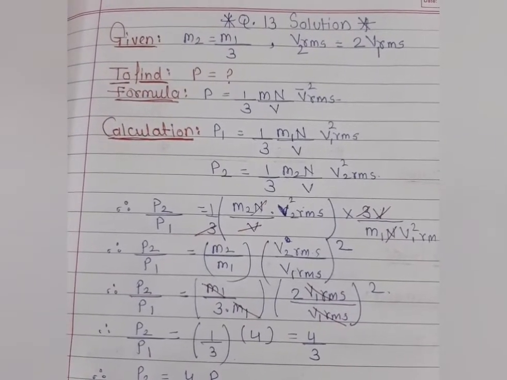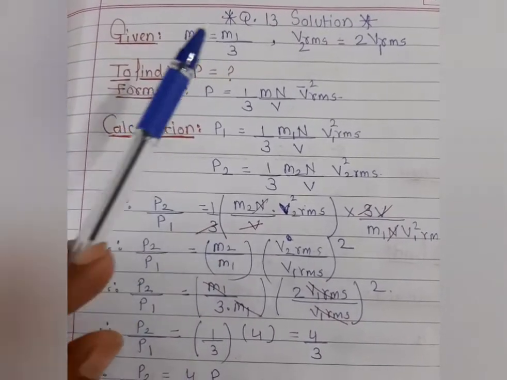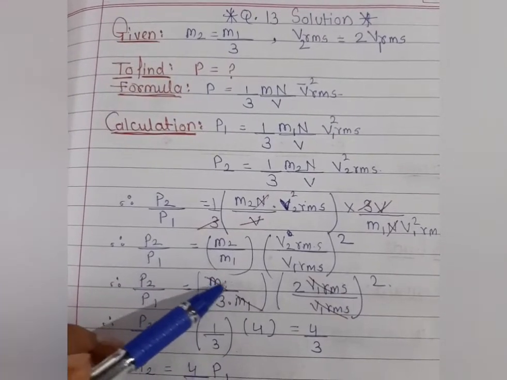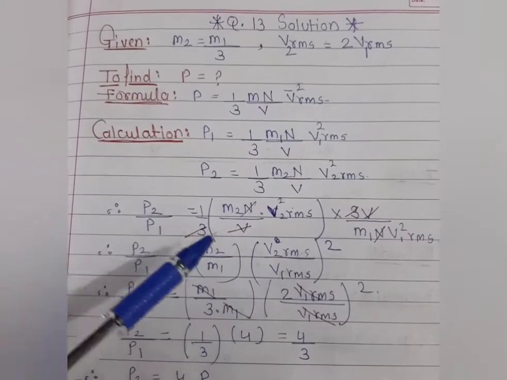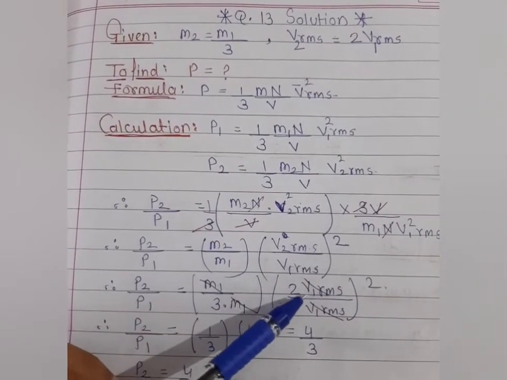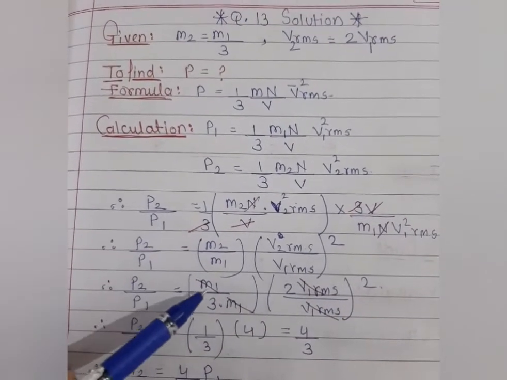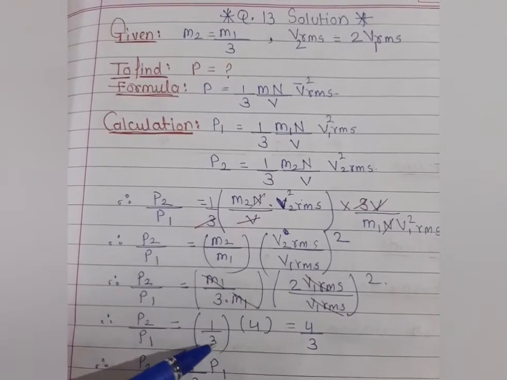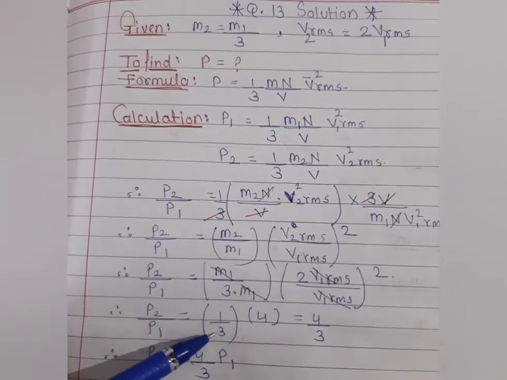We can write it as it is, or we can write it in this way also. In the place of M2 we can take M1 by 3. So here it is written M1 by 3 into M1 as it is, and V2 RMS is twice the V1, so in the place of V2 we put 2 V1 RMS, the whole square. Here 3 M1 gets cancelled out, V1 gets cancelled out. So here 1 by 3, and 2 square is 4. So the term is 4 by 3.